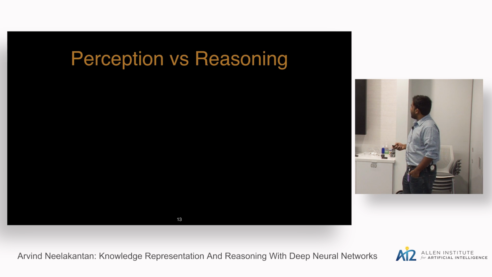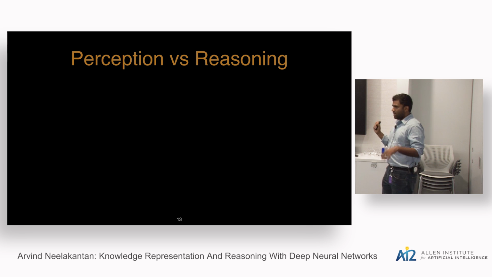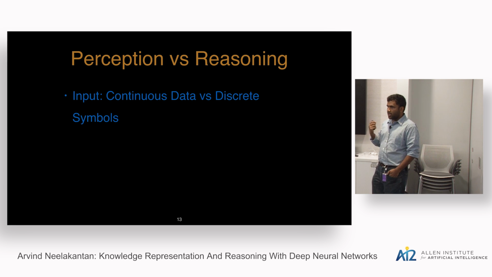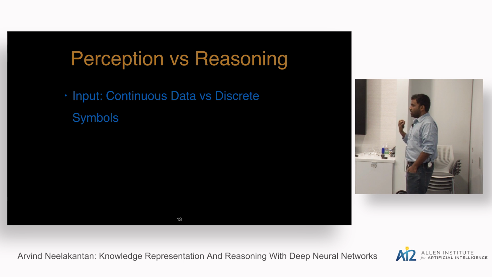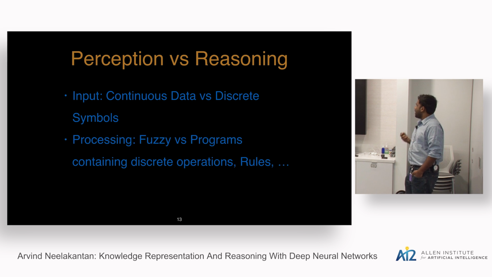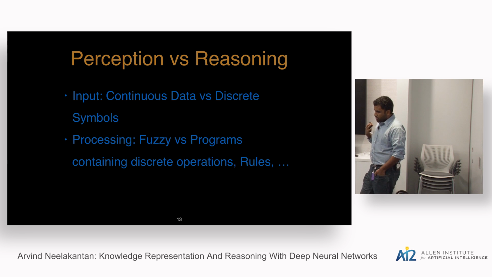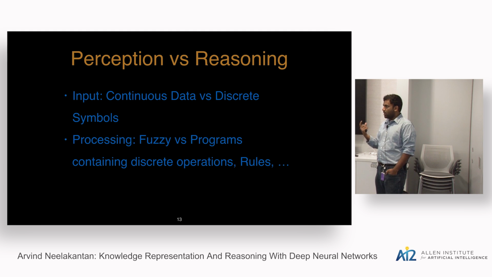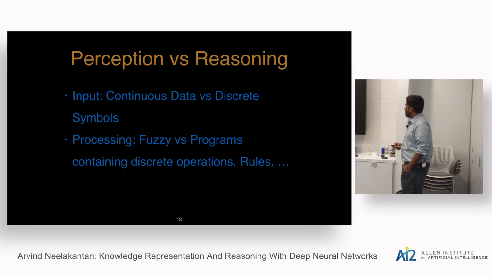Okay, and just to highlight the differences between what is involved in perception tasks and reasoning tasks: the input is continuous in perception tasks, whereas with reasoning tasks, you have discrete symbols. And I think a bigger deviation is in the processing involved, where in perception tasks you basically require some kind of fuzzy or continuous processing, whereas in reasoning you want to induce programs similar to what I showed you in the beginning, and you also sometimes need to induce rules. Okay.